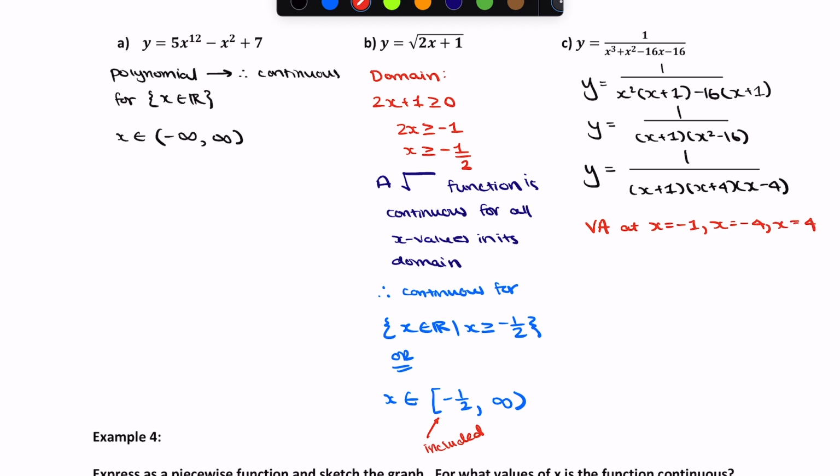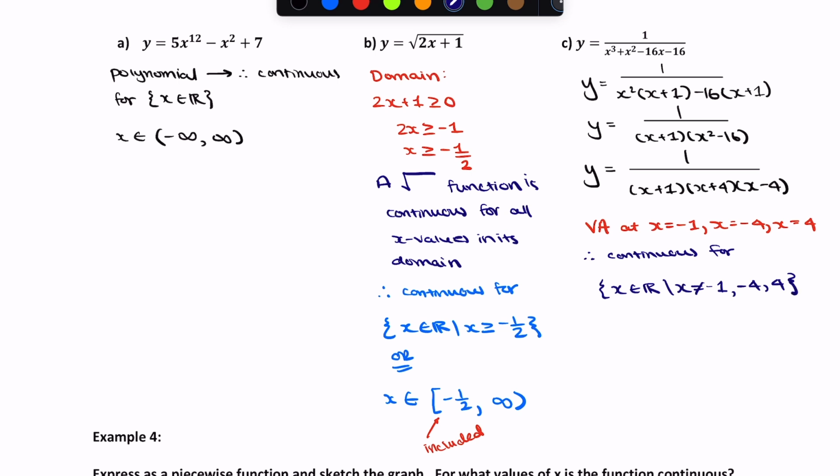And therefore, it's continuous here for x is an element of real numbers, but it cannot be continuous at x cannot be equal to -1, -4, and 4. So that's where it's not continuous.